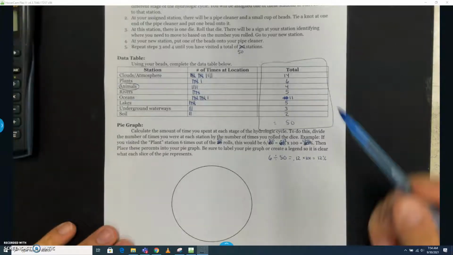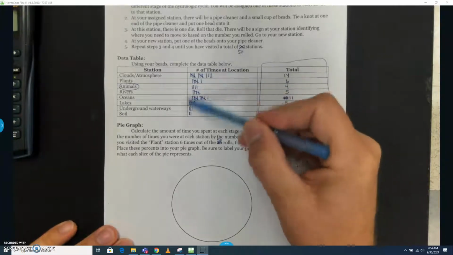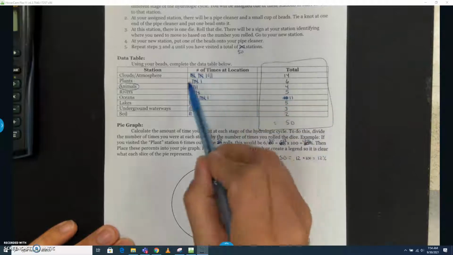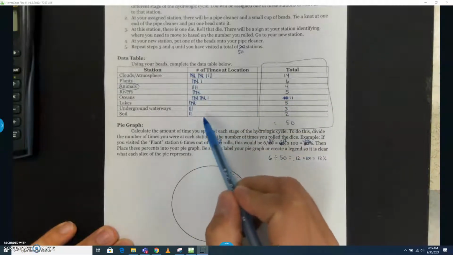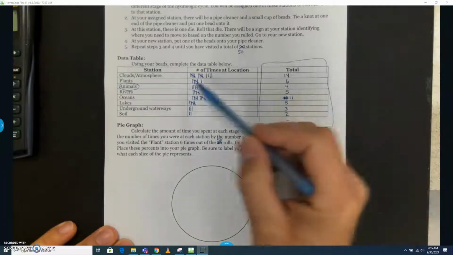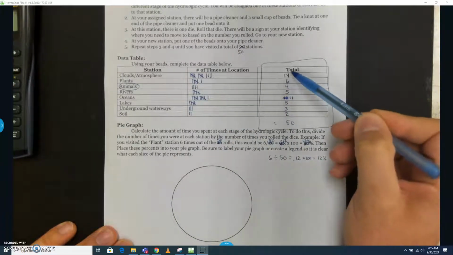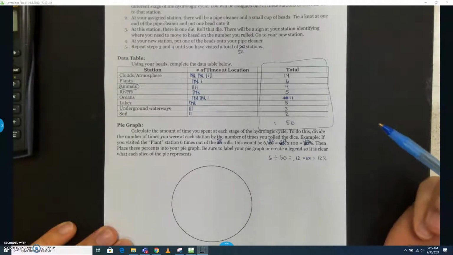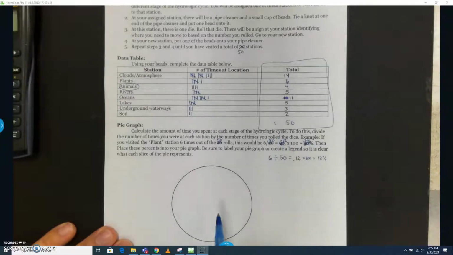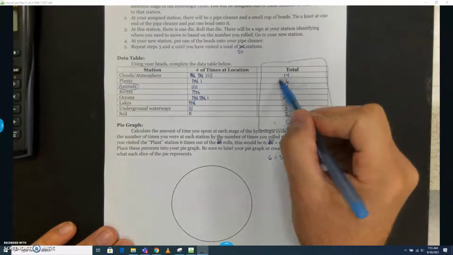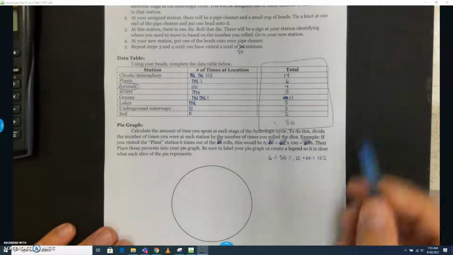So now that we have our data, and yours should look kind of similar to mine, I have rolled my die 50 times, traveled to different stations, recorded the total off to the right, and I double checked it did add up to 50. The next thing we need to do in order to graph that in a pie graph is we need to change all these values into a percent.